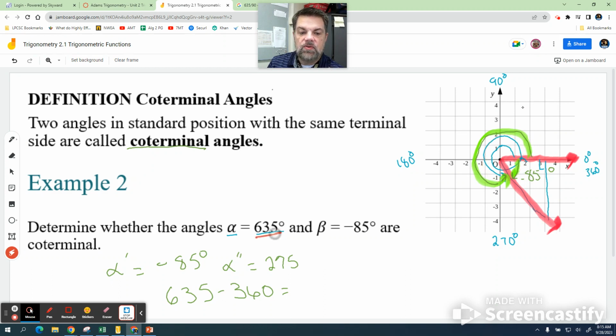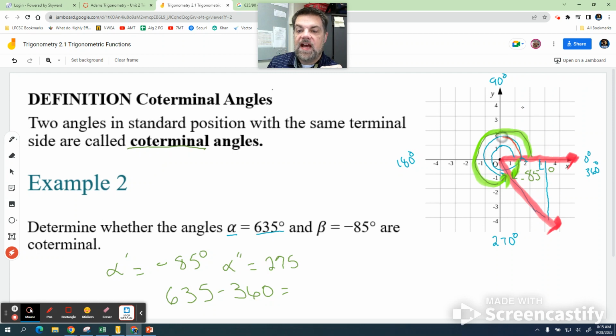I'm trying to graph 635, right? So I go 360 degrees. Not quite 635. So I add another 90. I add another 90. At this point, we are at 630 degrees. How do I know that?